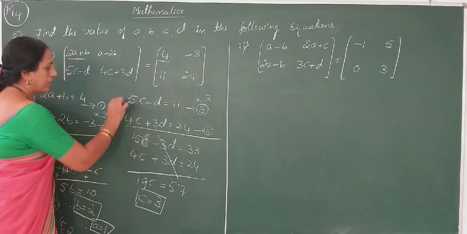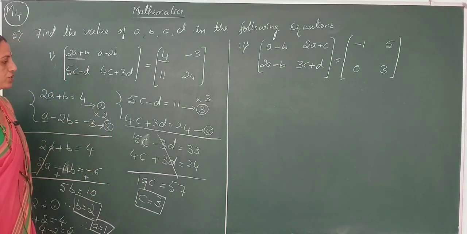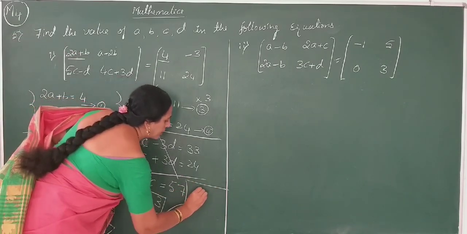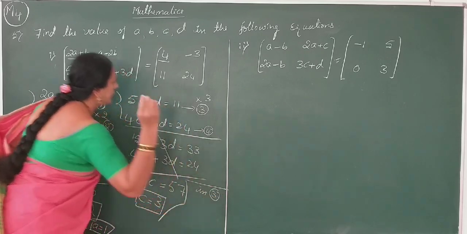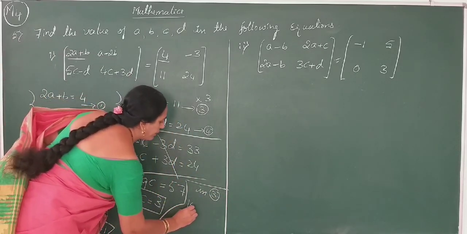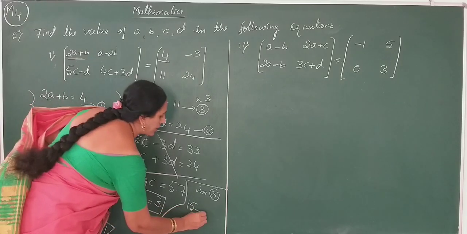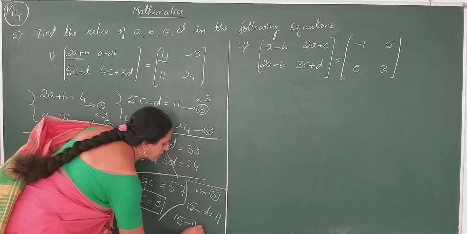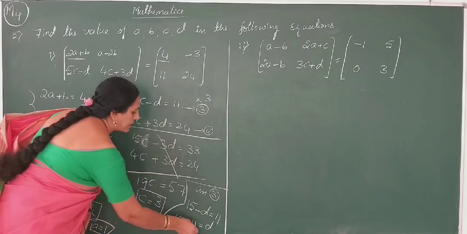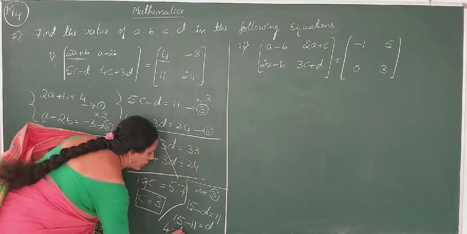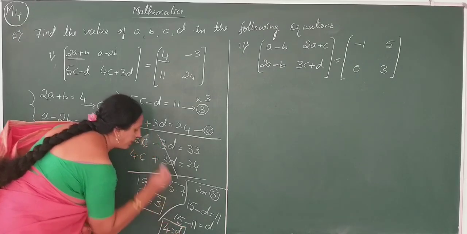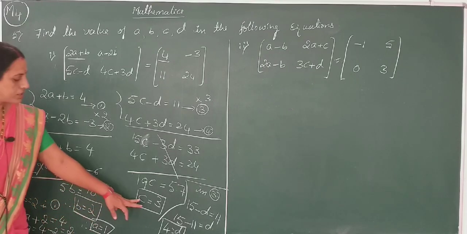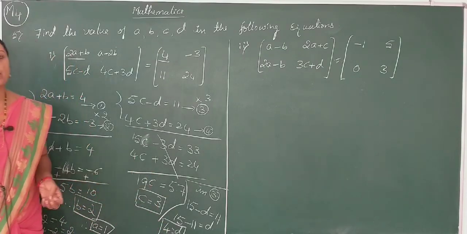Similarly, this value can be substituted in either of the two equations to get the value of d. So, in equation 3, 5 into c is 5 into 3, which is 15, minus d is equal to 11. Therefore, 15 minus 11 is equal to d. 15 minus 11 is nothing but 4. Therefore, d is equal to 4. That is the value of d. So, a is equal to 1, b is equal to 2, c is equal to 3 and d is equal to 4.